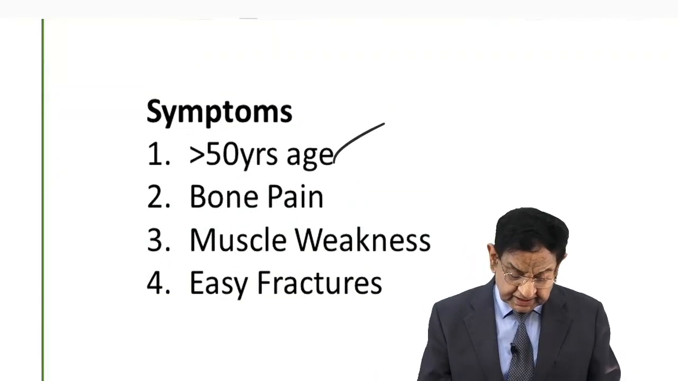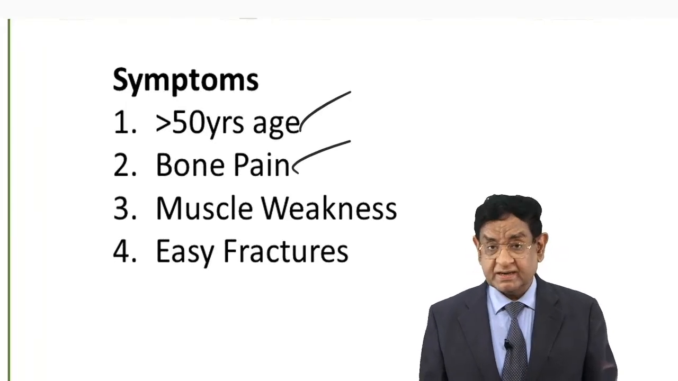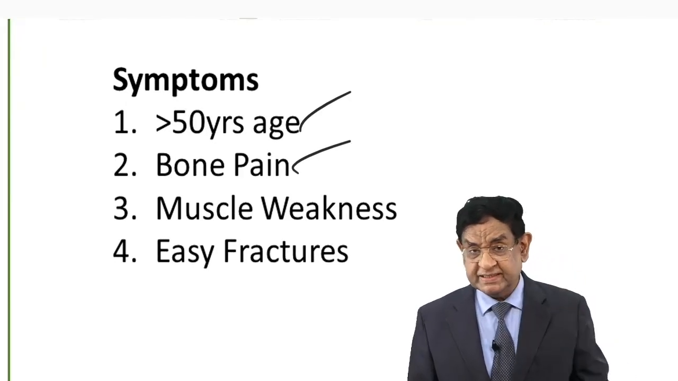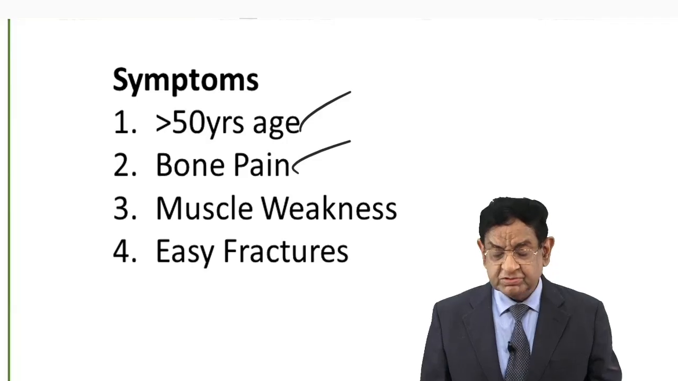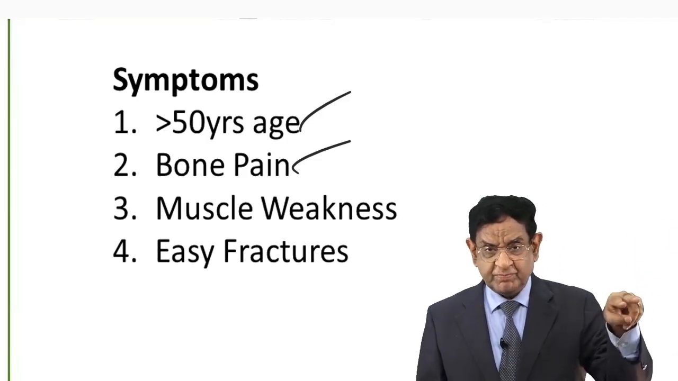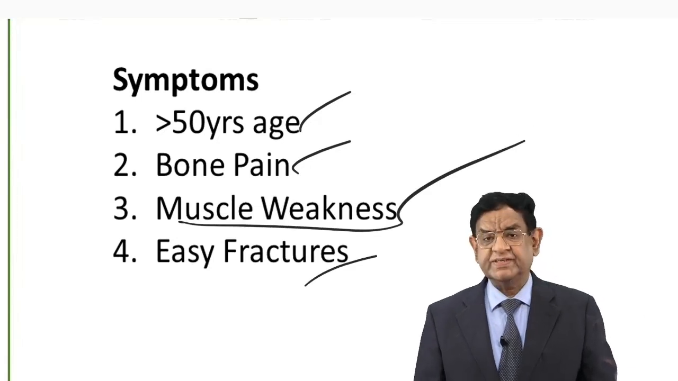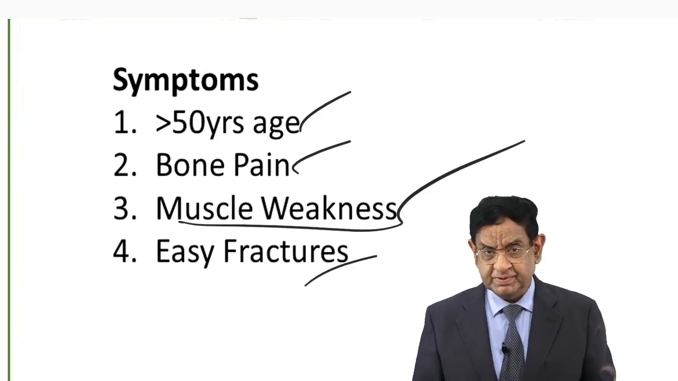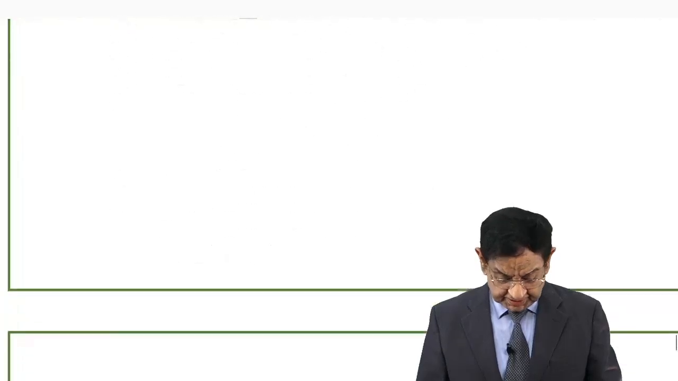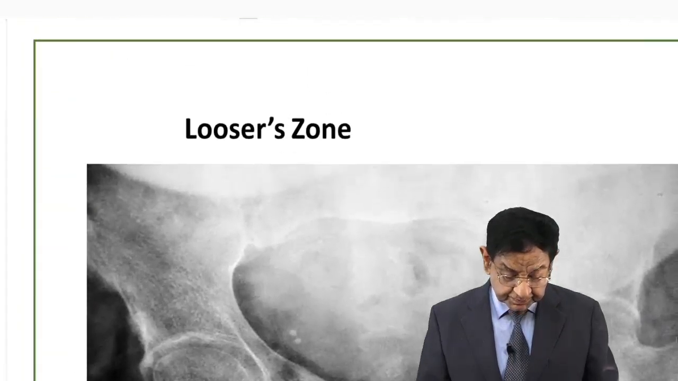Symptoms usually occur above the age of 50 years. Bony pain is a classical feature. Bony pain was there in children also, in rickets, but it was bony pain with deformity. Here we have bony pain with muscle weakness. Easy fracture was a feature of both conditions, rickets as well as osteomalacia. What we get is Looser zones.